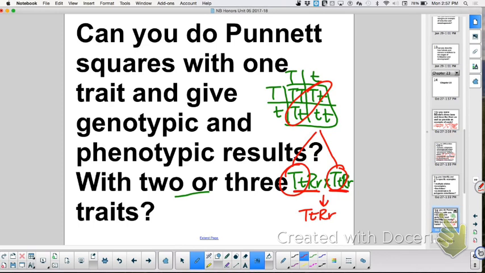And then it's going to be the same because it's the same kind of cross, right? Big R, little r, cross with big R, another half. Are we okay with that? So what's 1 times 1? What's 2 times 2? So 1/4 of them will turn out with that genotype. When I have more than one pair of alleles that I'm looking at, I just do individual Punnetts and just multiply it all together. Not add, but multiply it together.